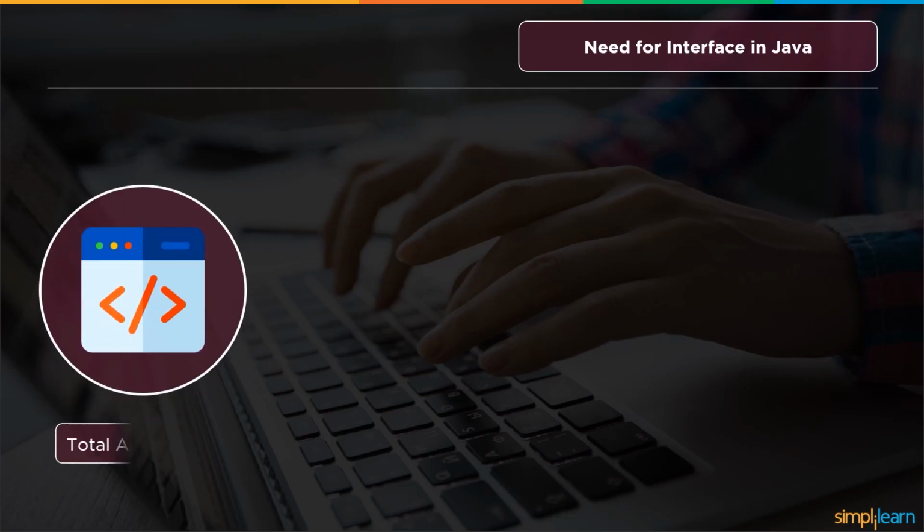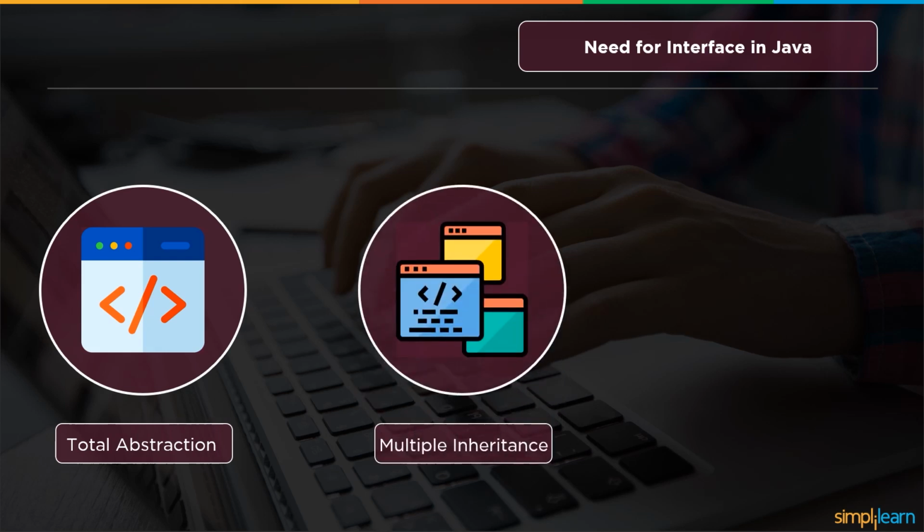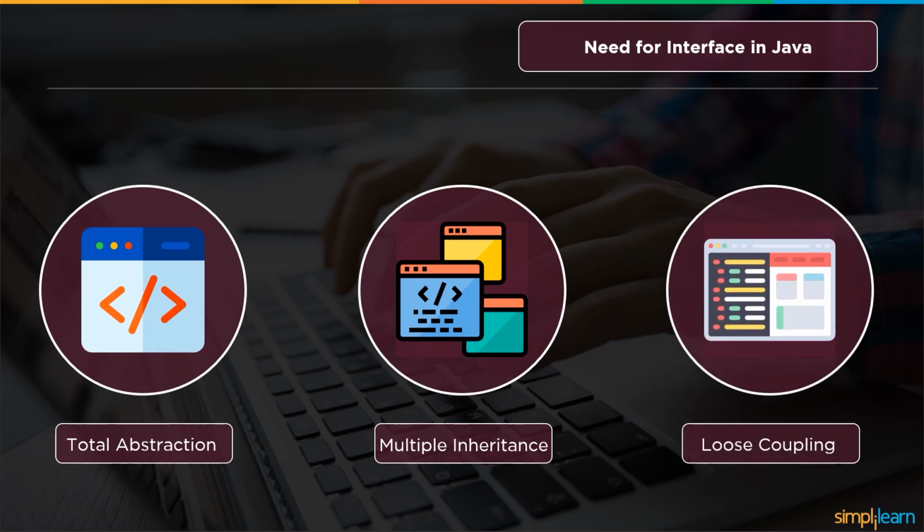So when we talk about the need for interface in Java, it's a total abstraction, and it's only the methods. We're not talking about any variables or anything like that, just the methods. You can do multiple inheritance, so you can inherit from different interfaces, and you can do loose coupling.